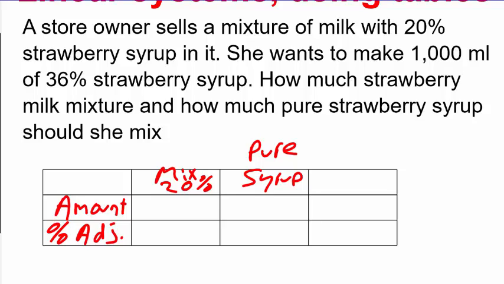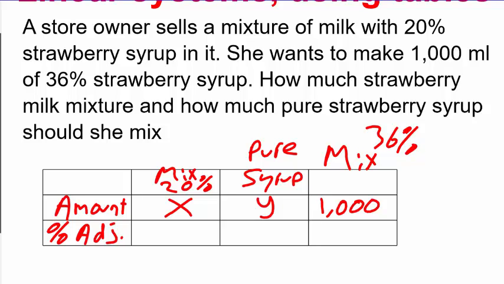Okay, so how much milk with already 20% syrup in it, we don't know. And we're gonna add syrup in it, we don't know that either. But all we know at the end, we're gonna have 1 liter, meaning 1000 milliliters. So this is the mixture with 36% strawberry syrup in it.